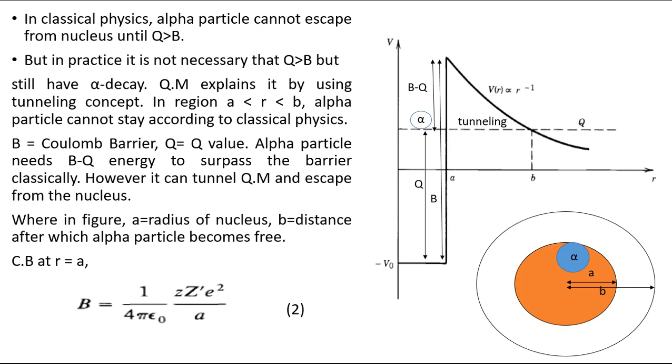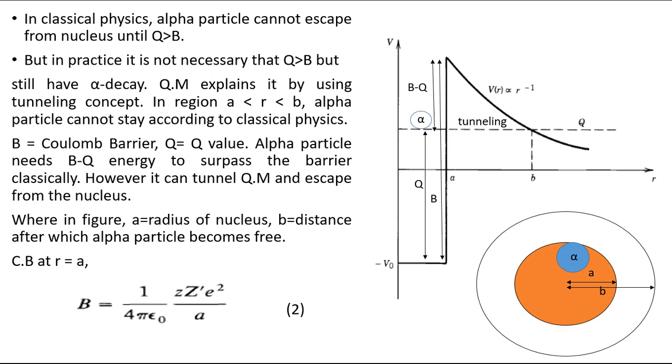But we still have the alpha decay process in practice, so there is a tunneling probability, which is shown by the dashed line. Small a is the radius of the parent nucleus, and the alpha particle is present within the parent nucleus, and B is the point after which the alpha particle is free from the potential of the parent nucleus. So the alpha particle is bound within the parent nucleus and wants to eject from it.